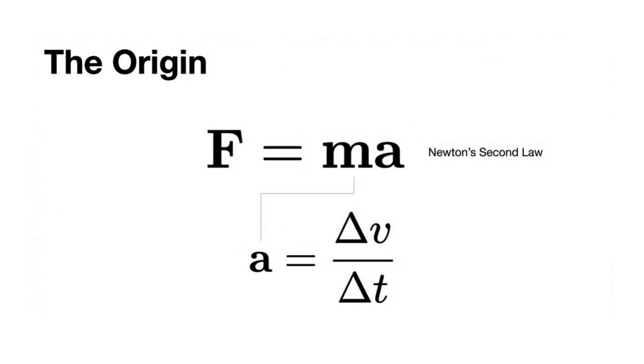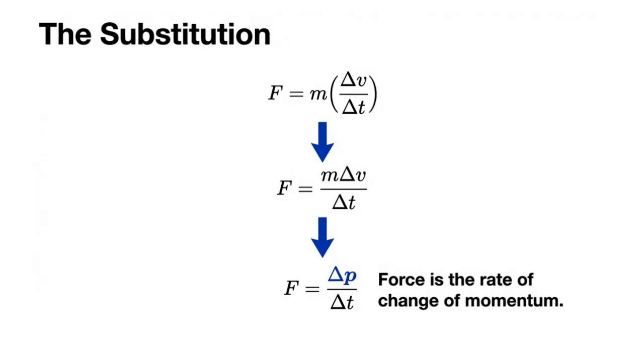Here, we start with the basic formula for force, which is mass times the change in velocity over time. By rearranging, we multiply mass by the change in velocity and then divide by the change in time. Recognizing that mass times the change in velocity represents a change in momentum, we simplify this to show that force equals the change in momentum over the change in time. This clearly states that force is essentially the rate at which momentum changes.